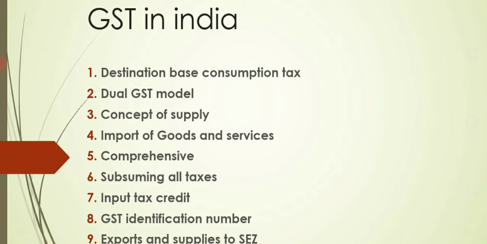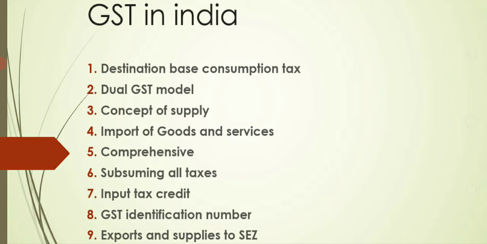See the first one, destination based consumption tax. Second one, dual GST model. Third one, concept of supply. Fourth one, import of goods and services. Fifth one, comprehensive. Sixth one, subsuming all taxes. Seventh one, input tax credit. Eighth one, GST identification number. Ninth one, exports and supplies to SEZ.